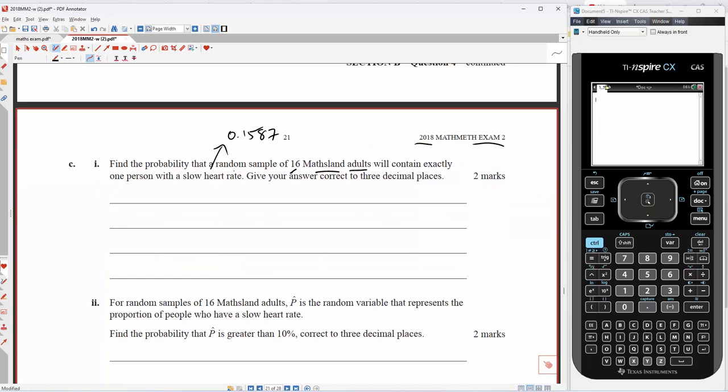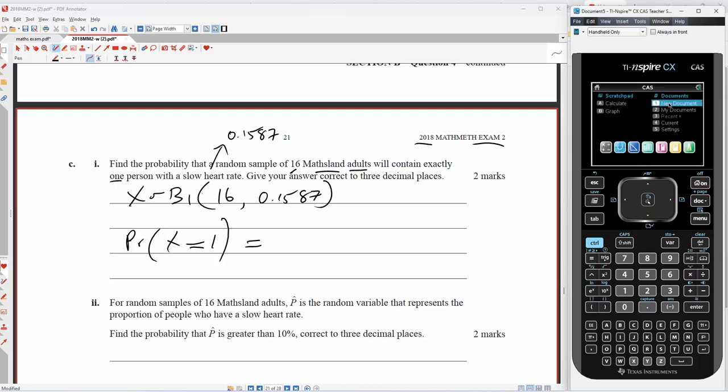Okay, and what we want to know is the chance of exactly one person having a slow heart rate. So it could be the first person, the second person, the third person, but all of the others have a normal heart rate, or a standard heart rate. So this is clearly binomial. So let's define that as binomial. We're grabbing 16 people, and the chance of finding what we're after, which is the slow heart rate, is that. And we want to know when the random variable is equal to 1.